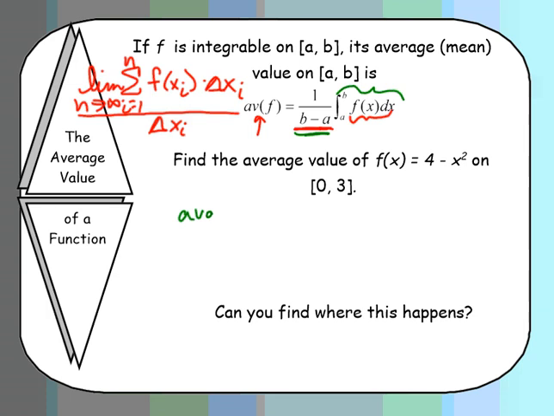And some books do average of f like that. Some books even do f average like this. So, there's different notations, but I think you can kind of get the point there. Equals, in this case, 1 over 3 minus 0, integral from 0 to 3 of 4 minus x squared.